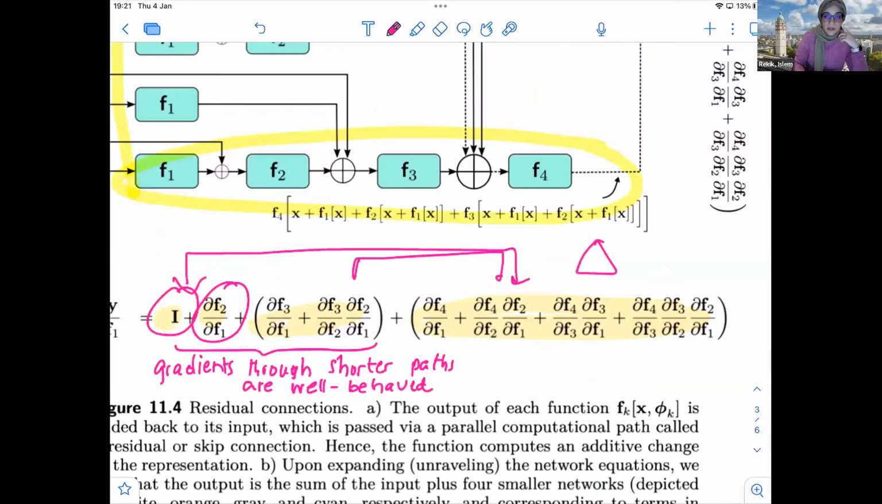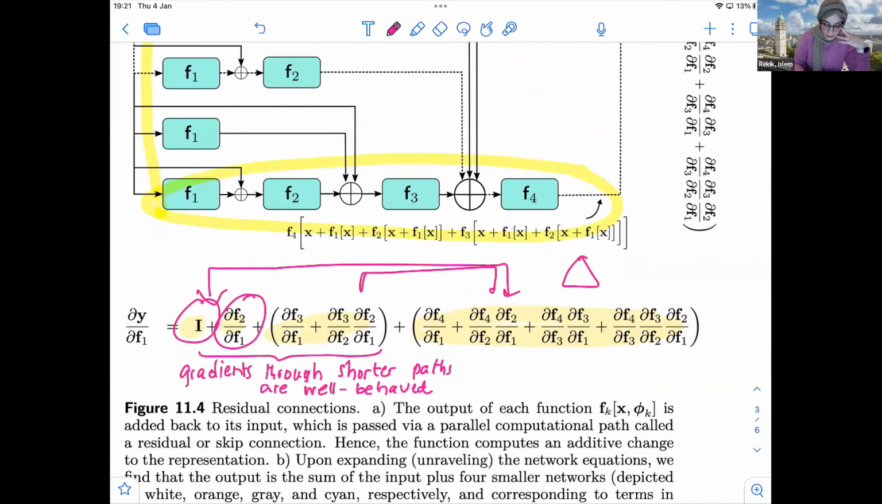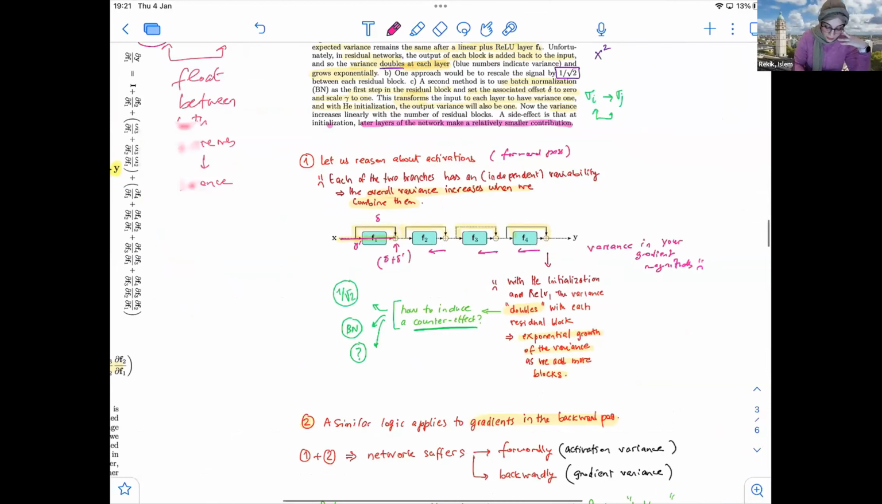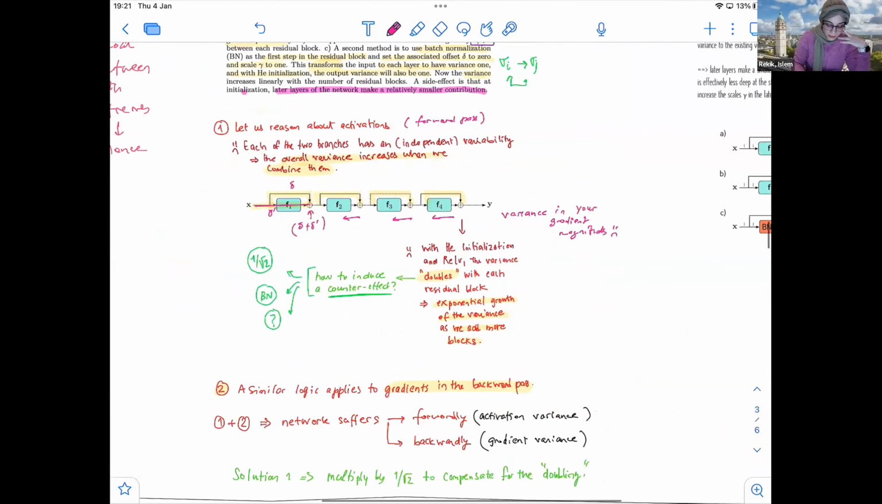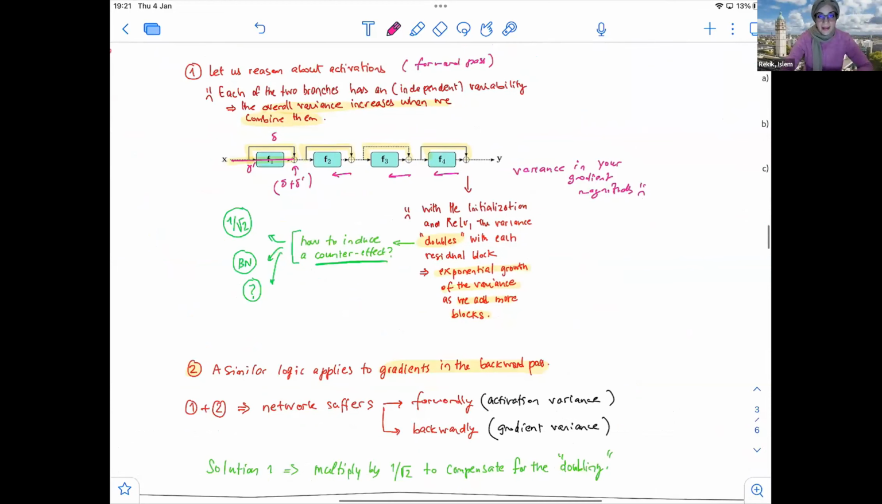Okay, so this is also expressed mathematically, so you can see that very clearly. So now the residual network, without the BN, without the batch normalization, suffers from two things. It suffers from an explosion in its activations due to the residual connection. Same applies to its gradient, also because of the residual connections. So it suffers forwardly and also backwardly. All right. So we have seen different solutions to compensate for the doubling, and one of them is BN.